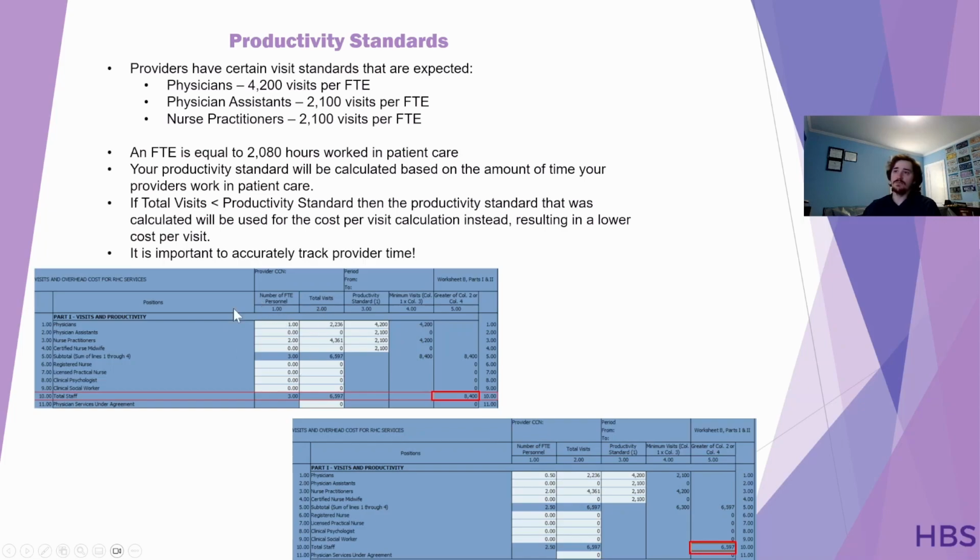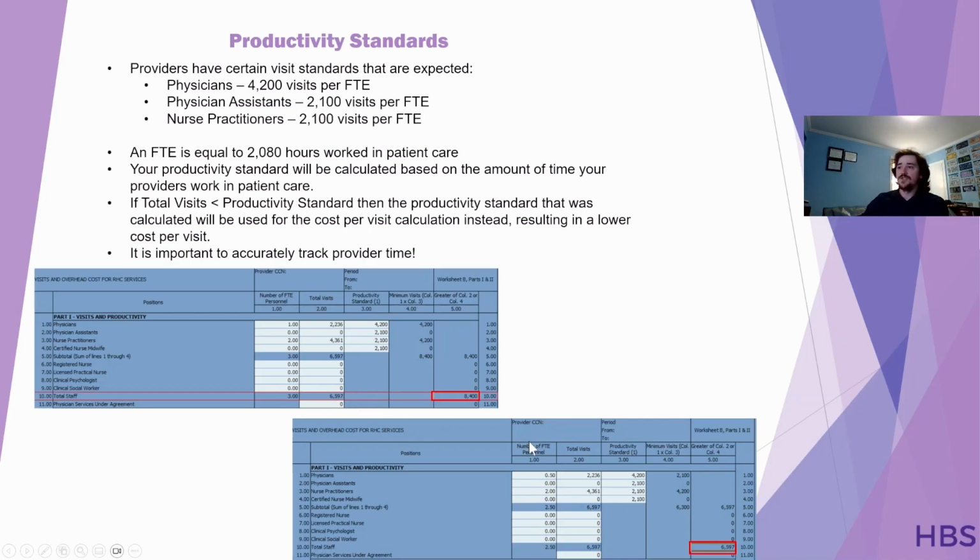So in the first example, the physician's time was not tracked, and we just assume that we have one full-time physician on staff. The cost report sees that they saw 2,236 visits, which is less than the 4,200 productivity standard. And because of that, that higher productivity standard was plugged into the calculation instead. That means we end up with total visits on this report of 8,400, and whatever this clinic's allowable costs are going to be spread across 8,400 visits instead of the counted amount of 6,597.